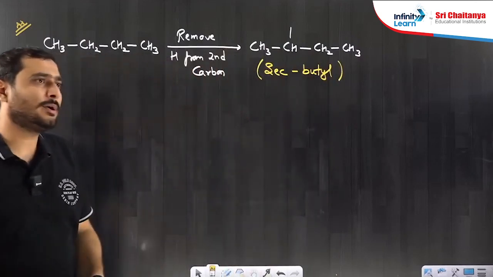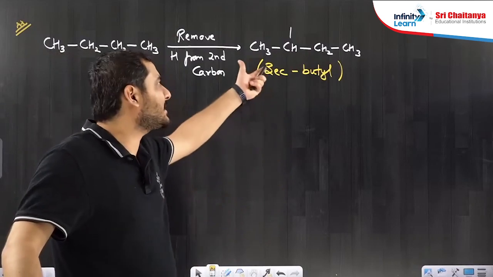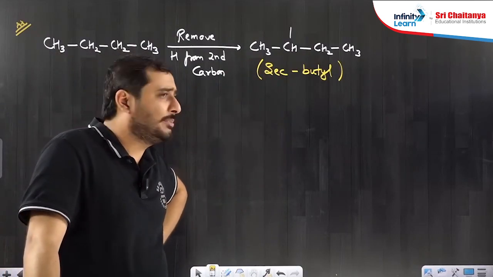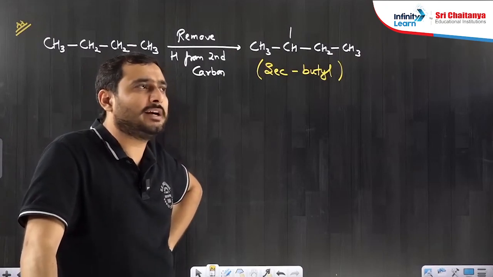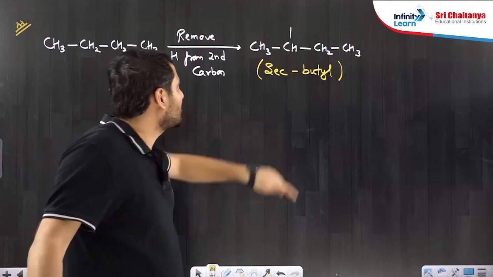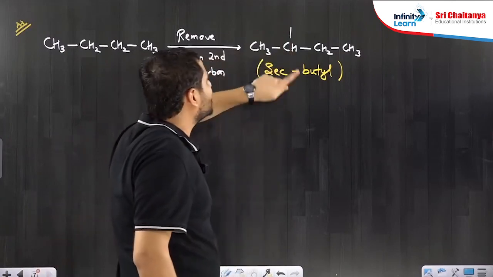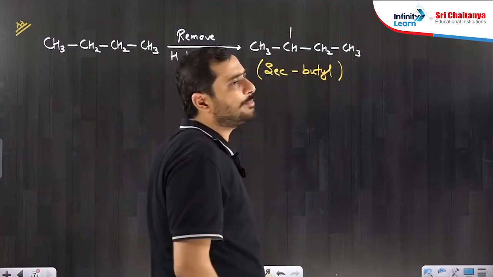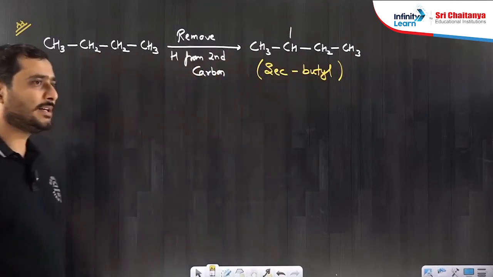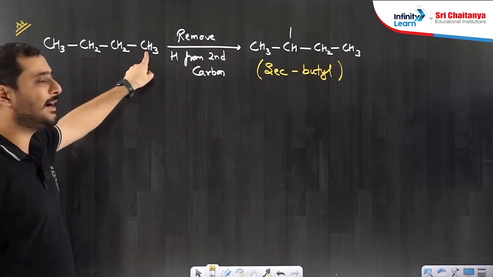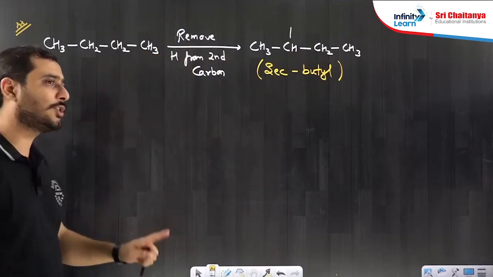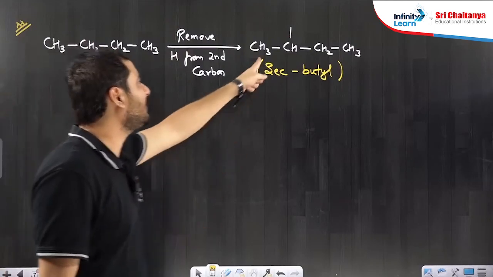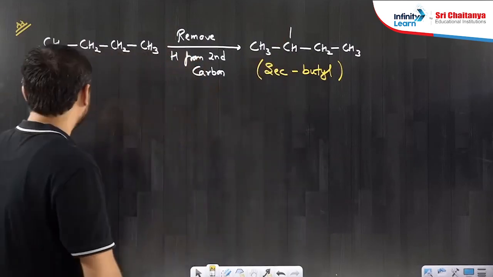I hope you have heard about the degree of carbon in the initial classes of organic chemistry. You have studied that a carbon which is attached to two more carbon atoms is called a secondary carbon. So for the carbon from which hydrogen is removed, what is the degree of this carbon? Secondary. That's why it is called secondary butyl. So remember this: from butane, if we remove hydrogen from the end carbon, we get normal butyl. But if we remove hydrogen from the second carbon, we get secondary butyl.